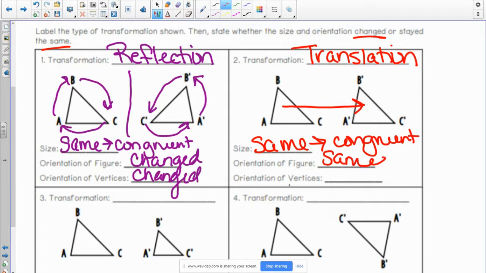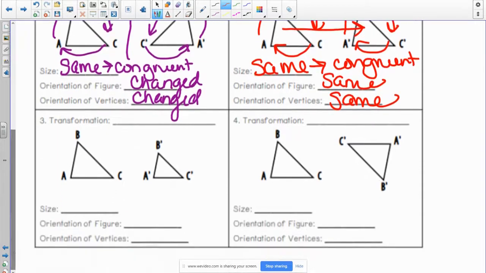And then remember the position of the vertices. I like to make the arrows. That looks like it's clockwise. A prime to B prime to C prime, that is also clockwise. So everything stays the same when you translate. A couple more here.